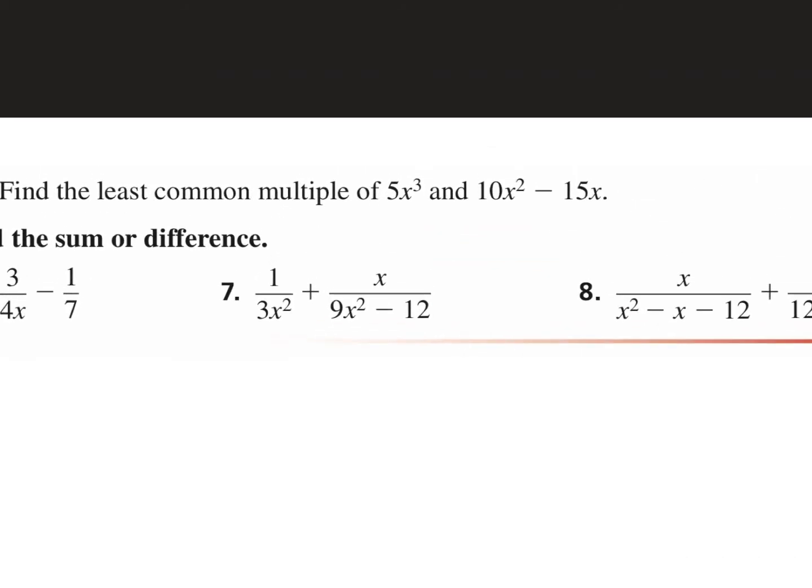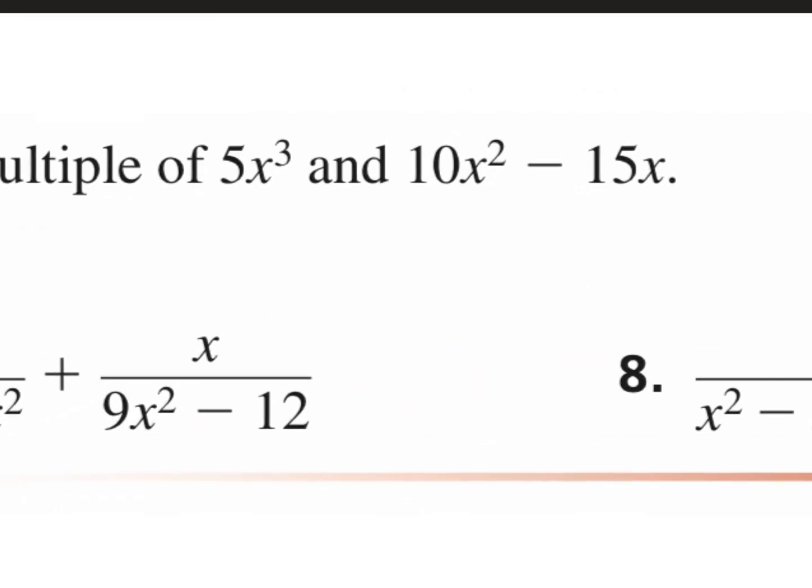Alright, so number 5, we have to find the least common multiple of 5x cubed and 10x squared minus 15x. So we're doing pretty much the same thing we did in the first part of the last one. We found the least common denominator here. It's not fractions, so it's just not in the denominator. We're just finding the least common multiple, which is the same thing, essentially. So what are all of our factors of 5x cubed? We have 5 times x times x times x.